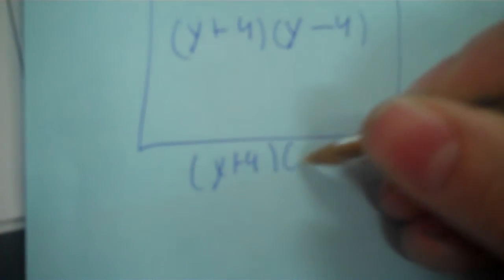Okay, so that's y, 4, 4. And then we just put those on the bottom. So in the expression on the main paper, this is replaced with this. So y plus 4, y minus 4.